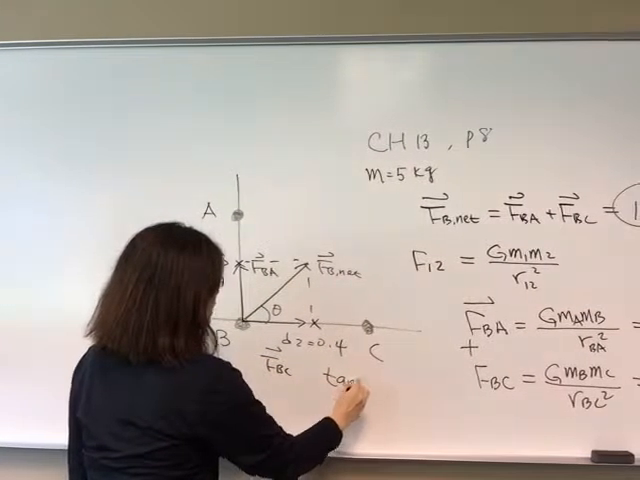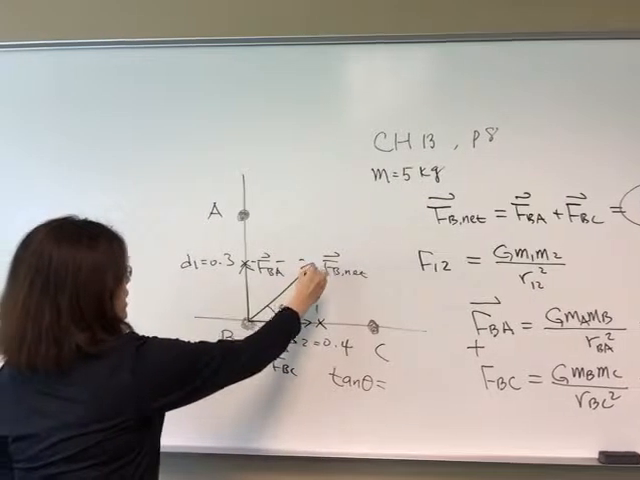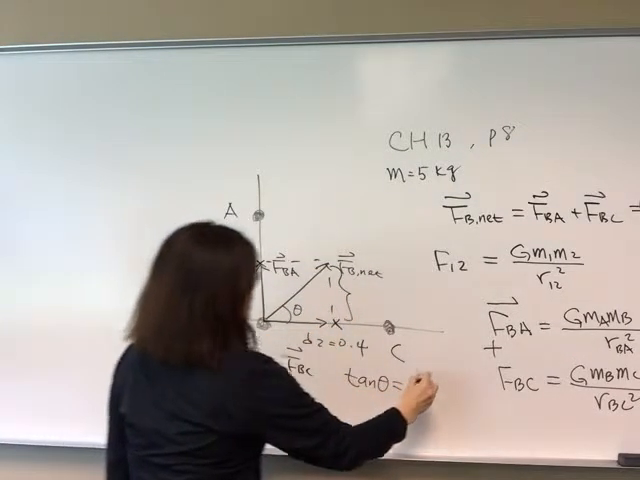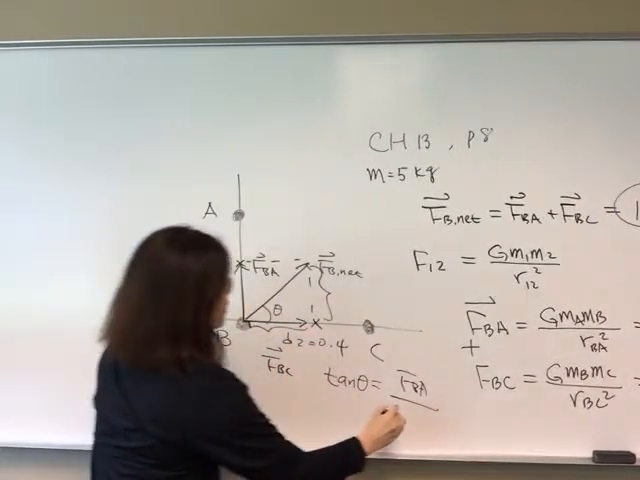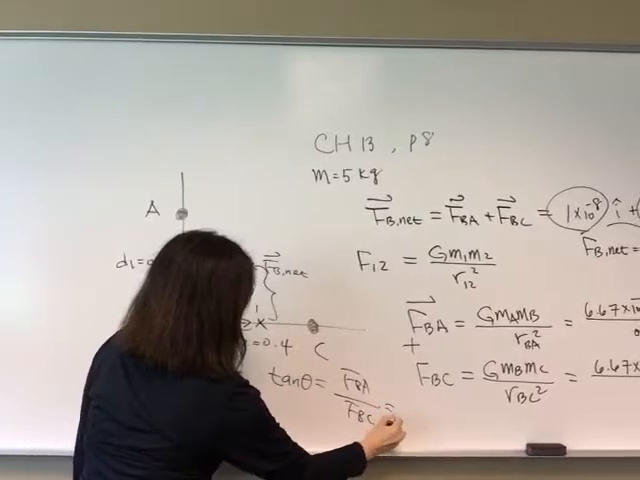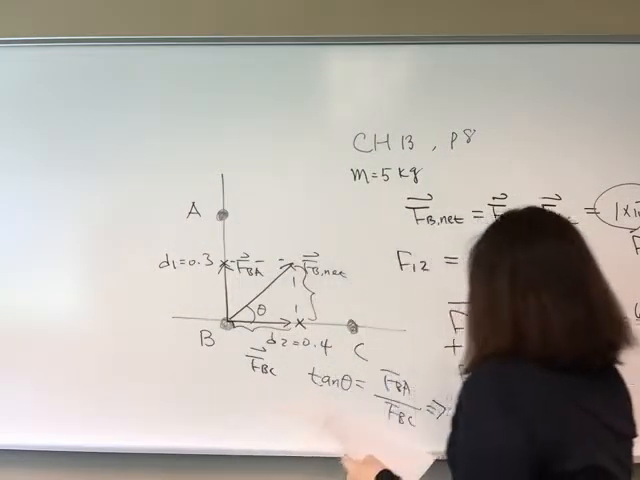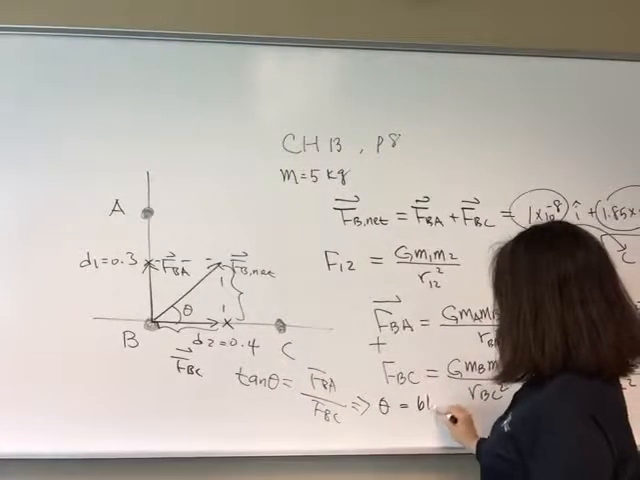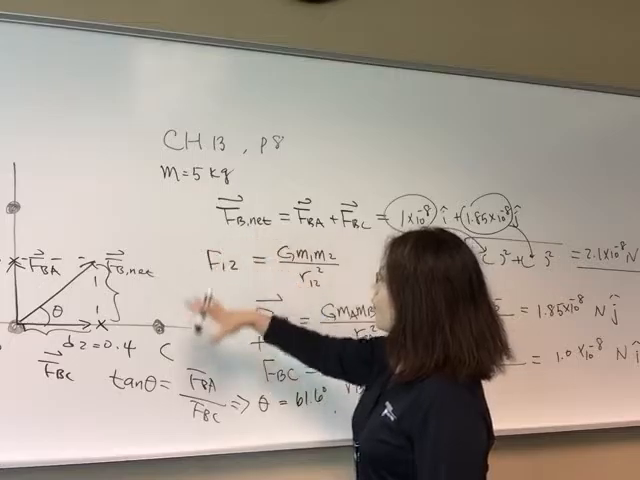So when you do tangent theta, tangent theta here would just be this magnitude, which is BA, over this magnitude, which is BC. And then after you do the calculation, your theta will be 61.6 degrees. Okay? So this is a very simple problem.